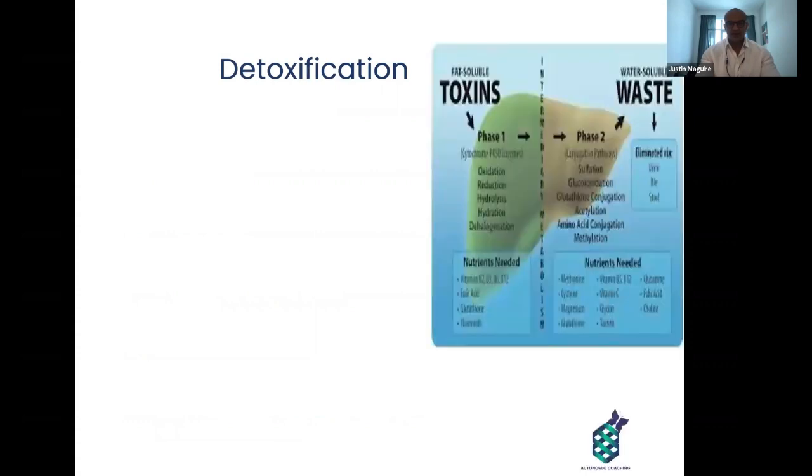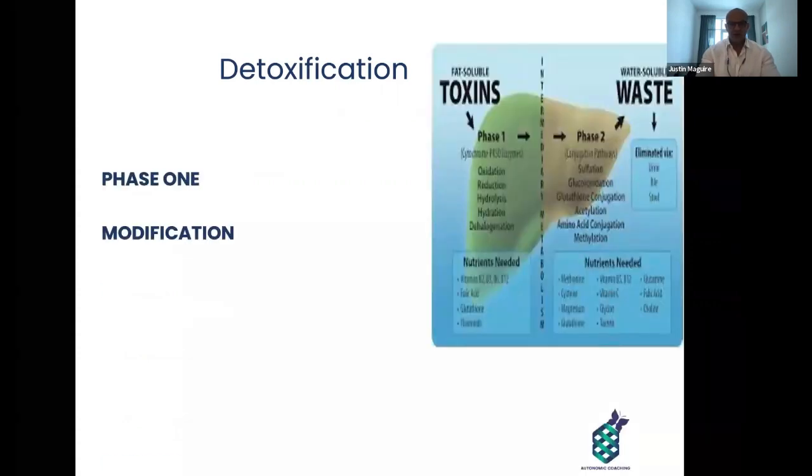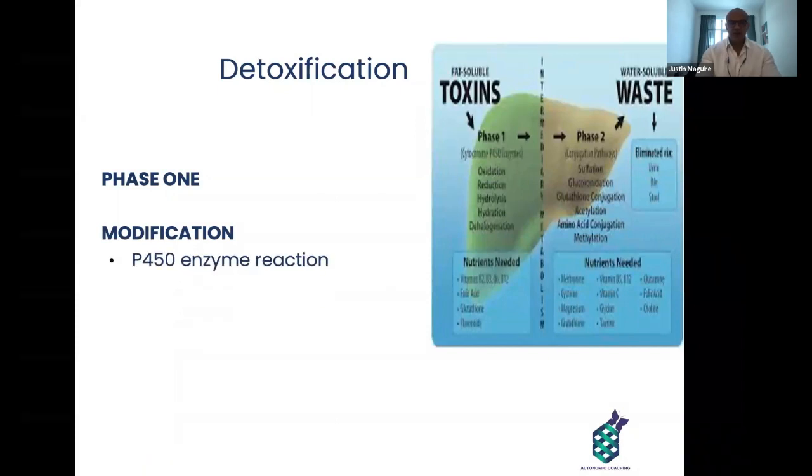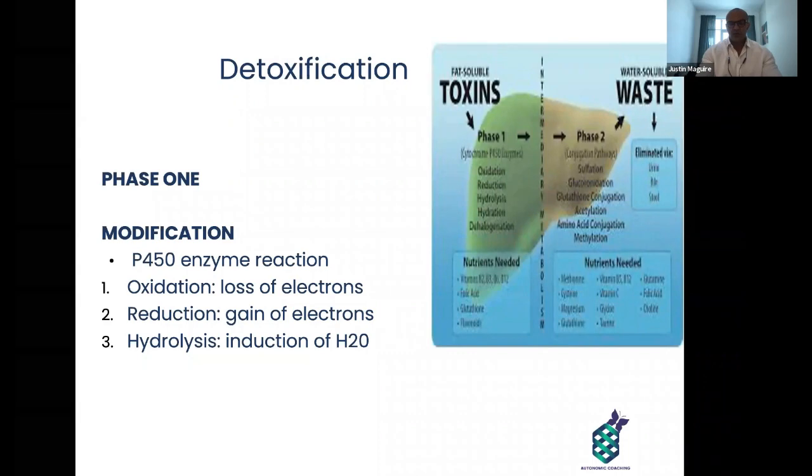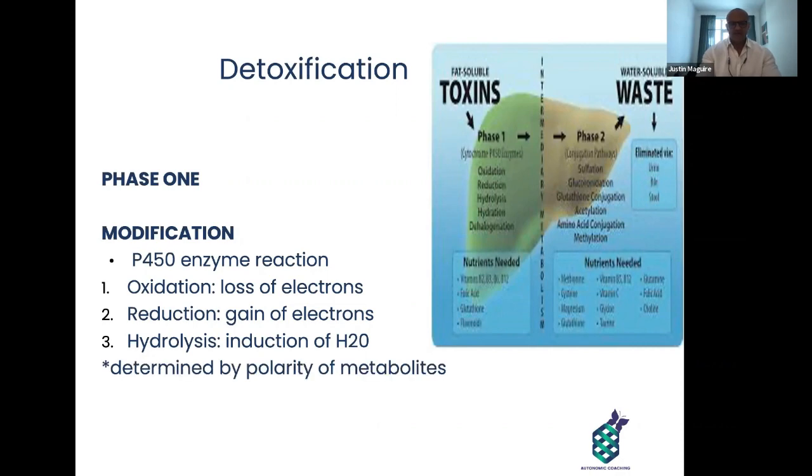Detoxification pathways. So we have phase 1 and phase 2 and phase 3. Phase 1 is modification, where we basically alter the activity of chemicals throughout the body through the P450 enzyme reaction predominantly. Through oxidation, we lose electrons and things become a lot more unstable or more reactive. Through reduction, there's a gain of electrons and they become more stable and less reactive to the body. Hydrolysis, basically when we take something that's more in a lipid state and we make it more water-soluble or hydrophilic, for the purpose of conjugation to take better effect in eliminating toxins from the body. It's determined by the polarity of metabolites. Okay, so whether any of these three will take place in the reaction of modification.